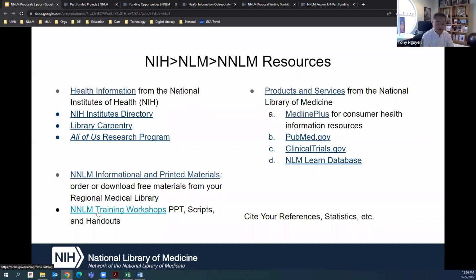Yes, strongly encourage taking something that we've developed and adapting it so that you don't have to do it from the ground up. And we use a lot of the language that is preferred by both NLM and NIH as well.